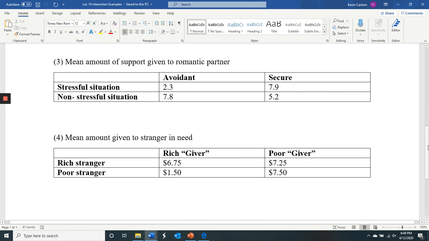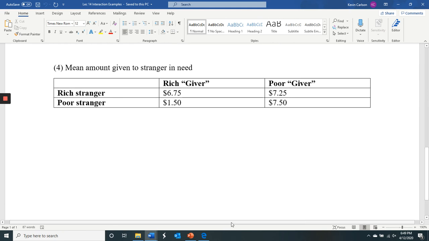Okay, now we're on the last one. We have a study with an IV. It's the same person, but they're dressed nicely or not so nicely. Strangers walking by infer that the person has money or doesn't have money. That stranger asks for money for something very reasonable and everyday, like a parking meter.